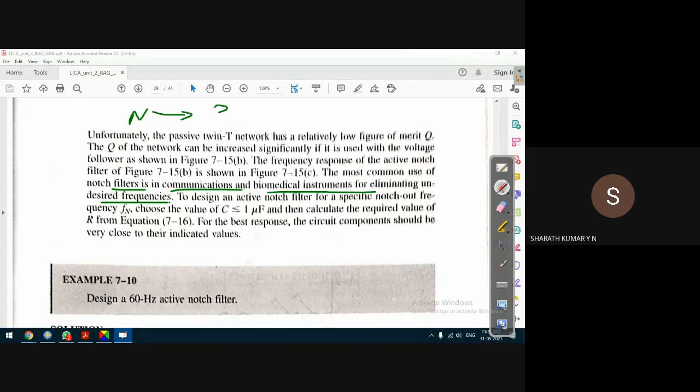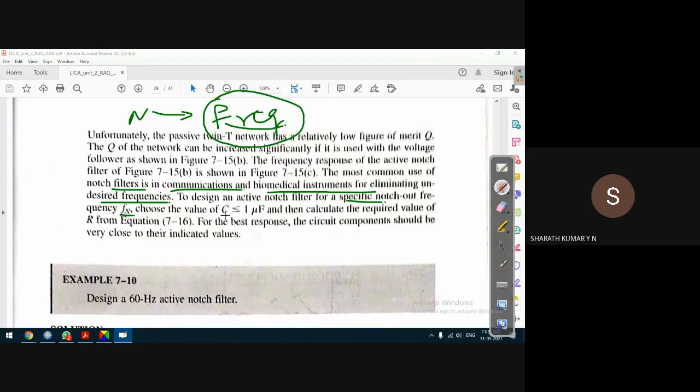Okay, it's some particular range of frequencies. Then we can go for what is a notch filter, to eliminate the signal of that particular noise frequency. So, design a notch filter for a particular notch-out frequency FN.